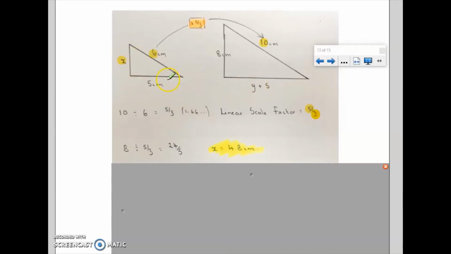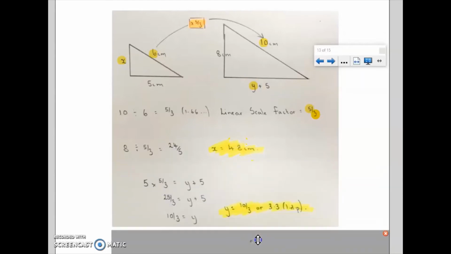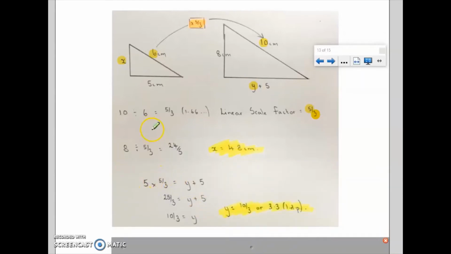Now I'm going to work out y, going from the small shape to the large shape. So 5 multiplied by 5/3 is going to tell me this full length, but then again I'm going to subtract 5 from the full length to be left with just my value of y. Here's my working out. So I'm going to do 5 multiplied by my scale factor, which is going to give me the full length of y plus 5. So that means the full length of the line is 25/3. That's the full length of this line here.